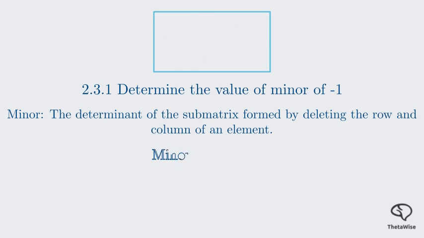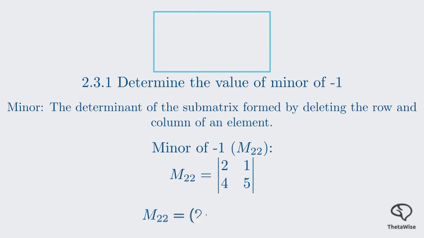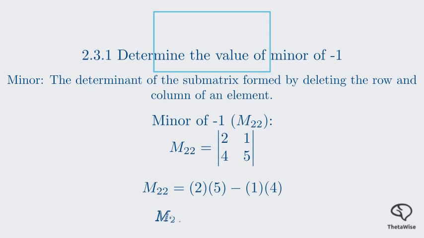The minor of -1, which we can denote as M sub 22, is the determinant of this remaining submatrix, 2, 1, 4, 5. To find the value of this minor, we simply calculate the determinant of this 2 by 2 matrix. Using our formula AD minus BC, we get 2 times 5 minus 1 times 4. This is 10 minus 4, which equals 6. Therefore, the value of the minor of -1 is 6.